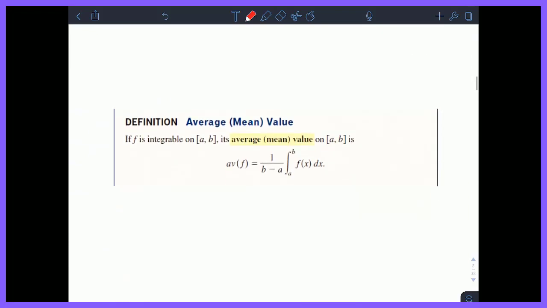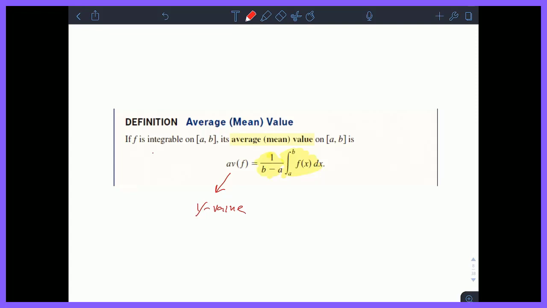Sweet. New definition time. Average value, otherwise known as mean value. The definition says, if f is integrable on a to b, closed interval, its mean or average value is the following. So it's 1 over b minus a, which is 1 over the difference of your bounds, multiplied by the integral a to b of f of x dx. And what you're solving for here is a y value. Average value is a y value.